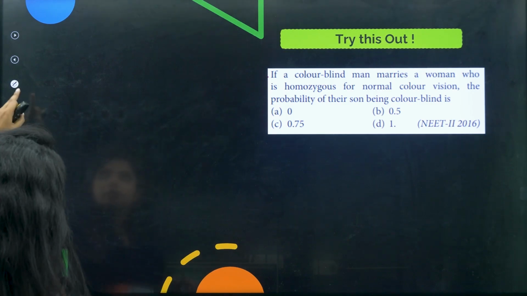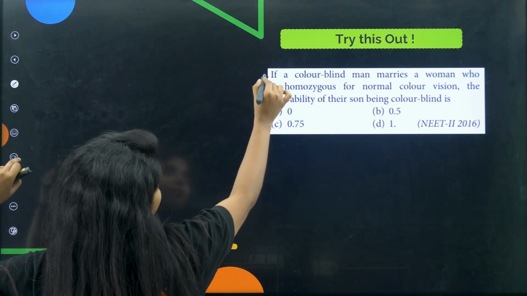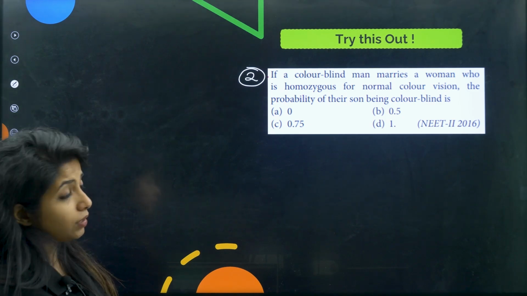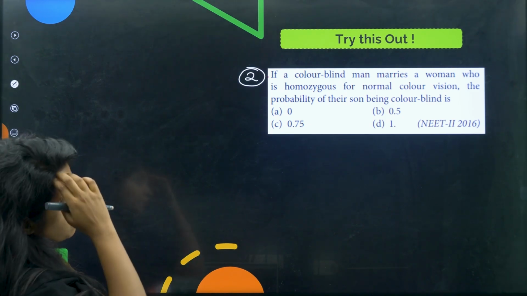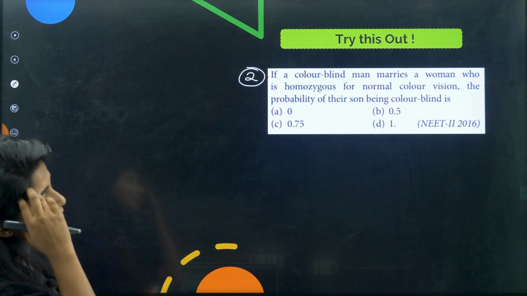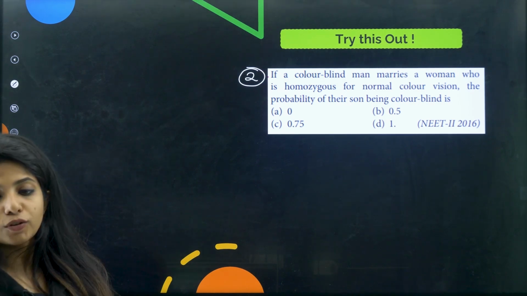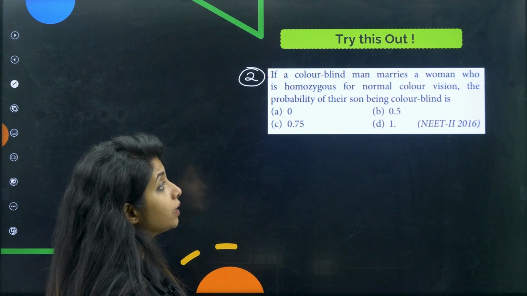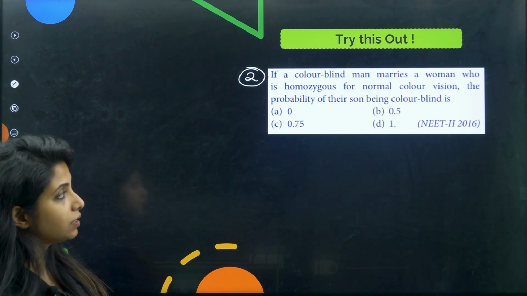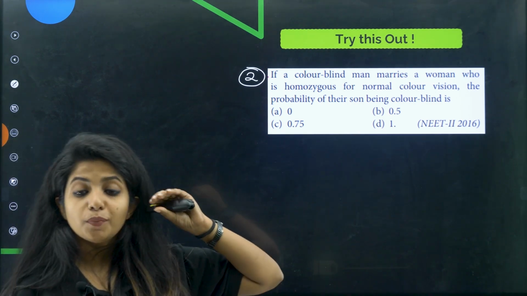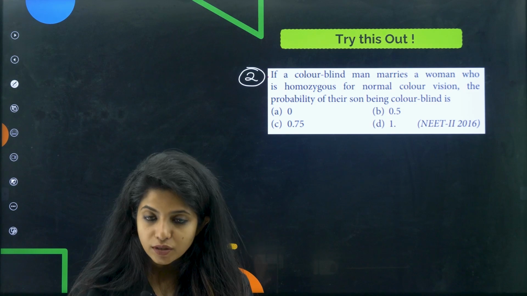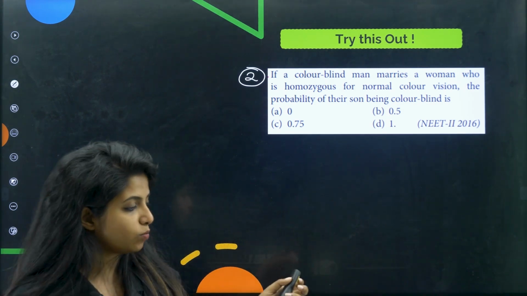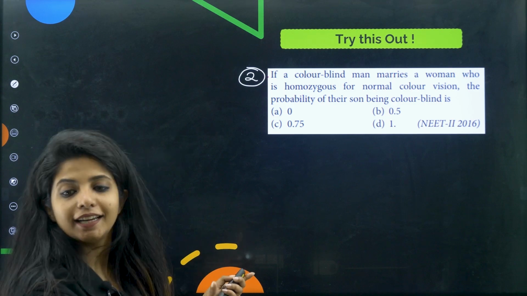Try this out. This is the second question that we have. If a colorblind man marries a woman who is homozygous for normal color vision, homozygous as in the same, for normal color vision, the probability of their son being colorblind is this. You can pause the video and write it out by yourself. I will go ahead, but you can try it out yourself. The answer you will get at the end of the lecture.